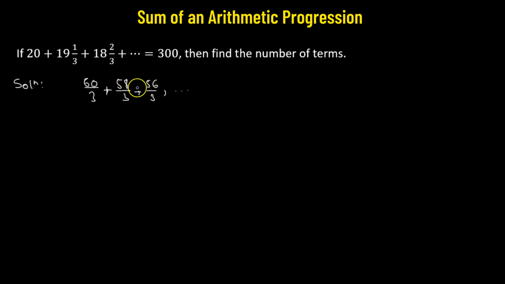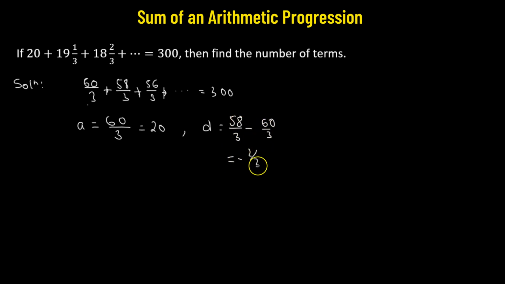So let me take the sum here. This adds up to give us 300. Now, the first term is 60 divided by 3, or simply 20. And we have a common difference. The reason why I took 60 over 3 is that it becomes easier when we subtract the first term from the second term. So we have 58 over 3 minus 60 over 3. This is going to give us a value of negative 2/3. So this is going to be the common difference.